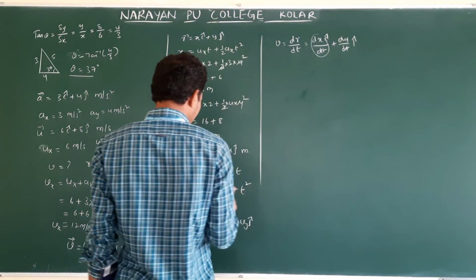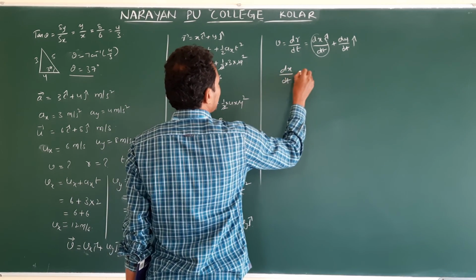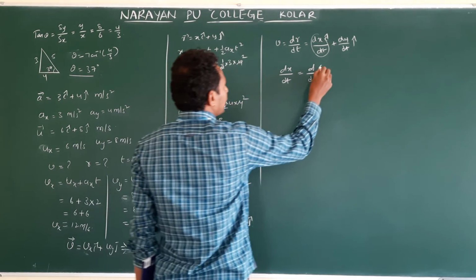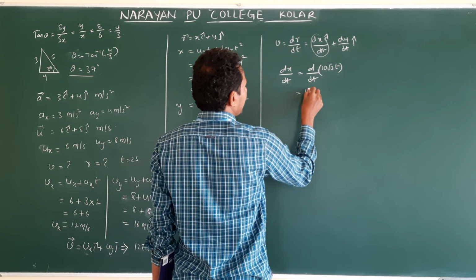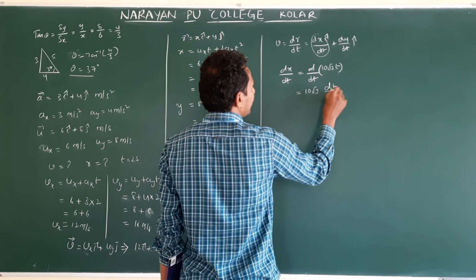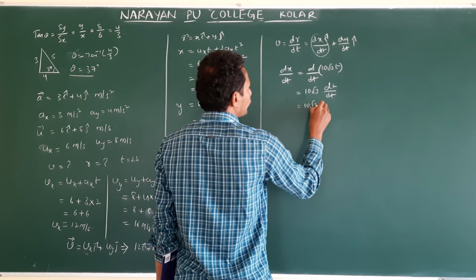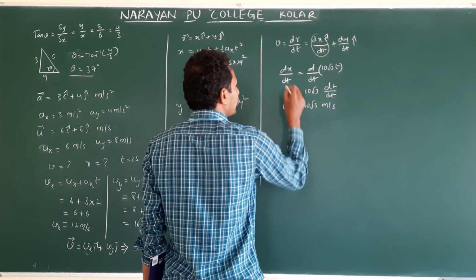Then x is given as 10 root 3 t, dx by dt. So d by dt of, what is the x value? 10 root 3 t. Clear? So we can write the constant value 10 root 3 outside, dt by dt. This value is 1. So 10 root 3 meter per second. This is what, dx by dt? dx by dt is 1. Vx.